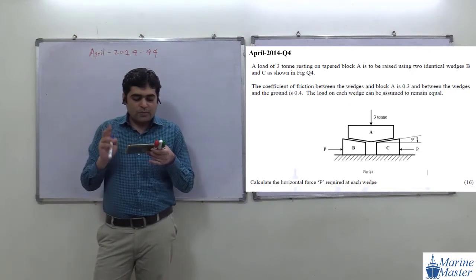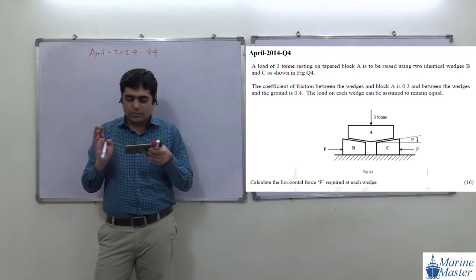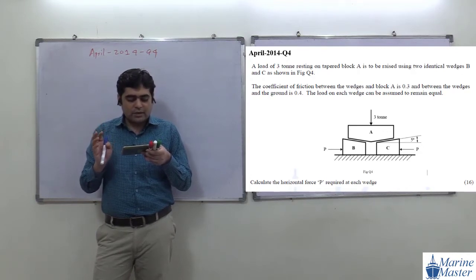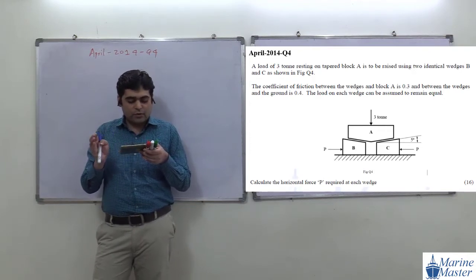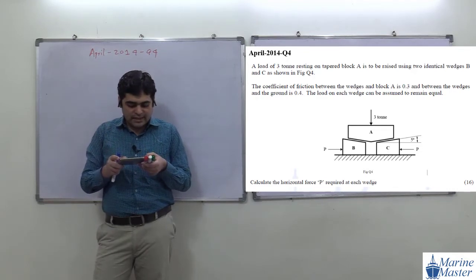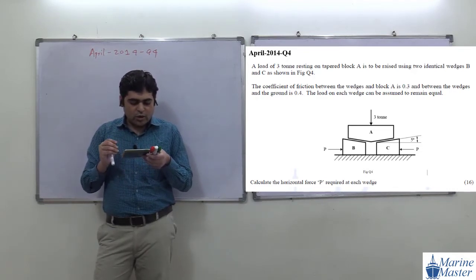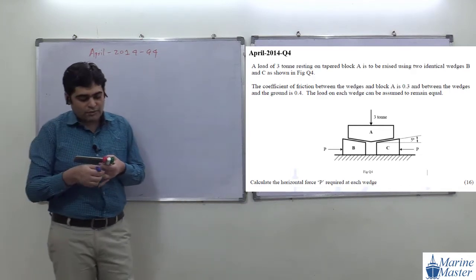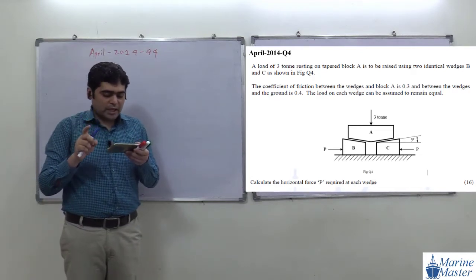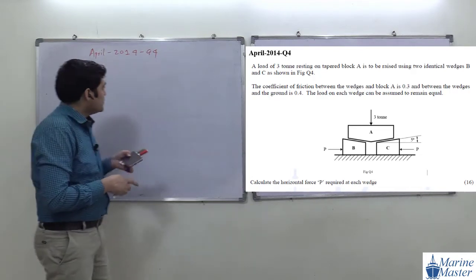Now they have given two coefficients of friction. The coefficient of friction between the wedges and block A is 0.3 and between the wedges and ground is 0.4. The load on each wedge is assumed to remain equal, meaning B and C will have the same load. And what they are asking in this question: calculate the horizontal force P required at each wedge. Our target is to find the force P required at each wedge. Now try to see the scenario here.